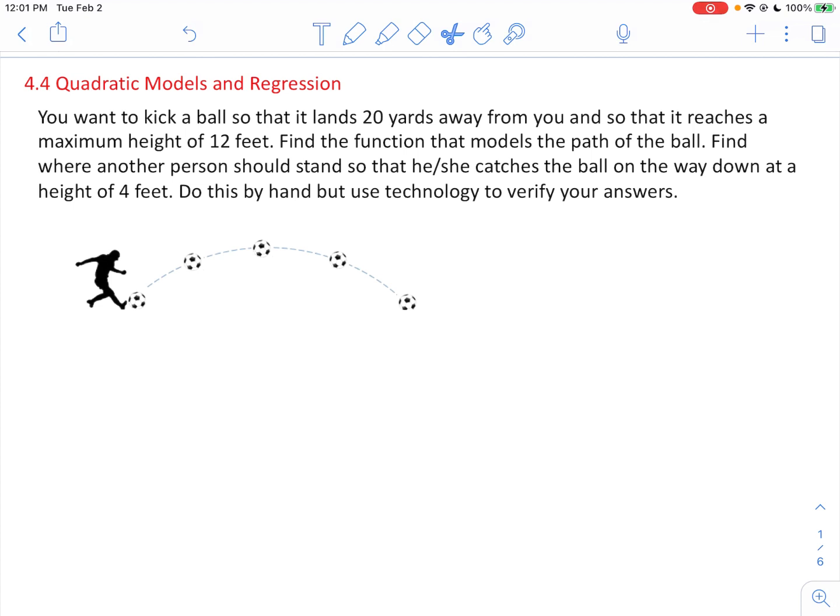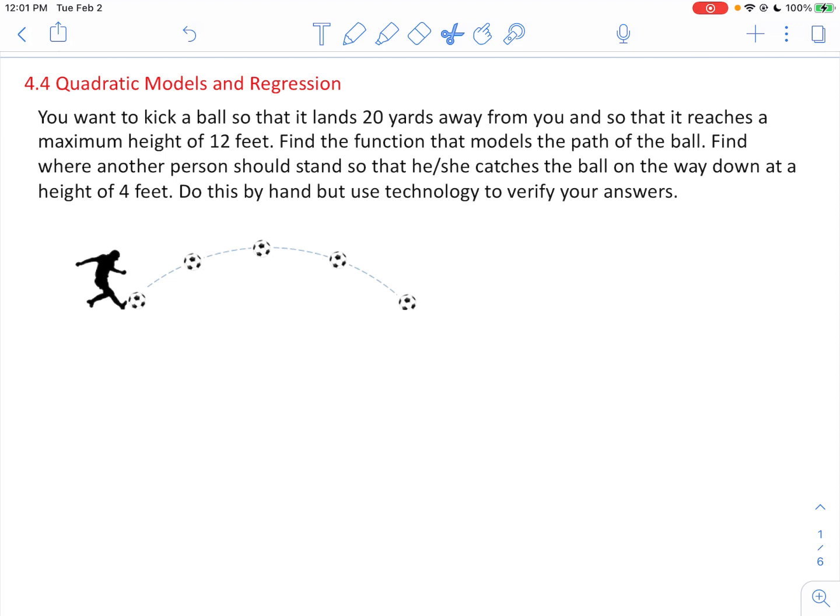So this first question, you want to kick a ball so that it lands 20 yards away from you and so that it reaches a maximum height of 12 feet. Find the function that models the path of the ball. Find where another person should stand so that she catches the ball on the way down at a height of 4 feet. Do this by hand, but use technology to verify your answers.